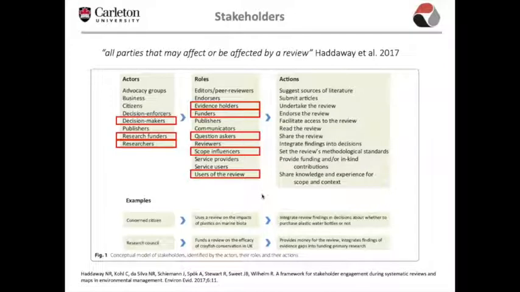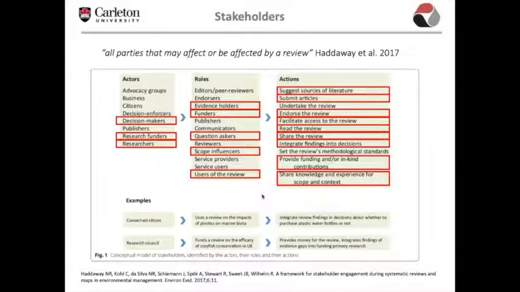The roles these team members can play in this review often include being an evidence holder, funders, question askers, so this is often the role of the funder or the commissioner of the review, scope influencers, and ultimately users of the review. The types of actions we see from our team members are suggesting sources of literature, submitting articles to be considered in the review, endorsing the review, facilitating access to the review by sharing within their networks. Some may integrate the findings into their decisions, provide funding or in-kind contributions, and most importantly, share their knowledge and experience for the scope and context of the review.